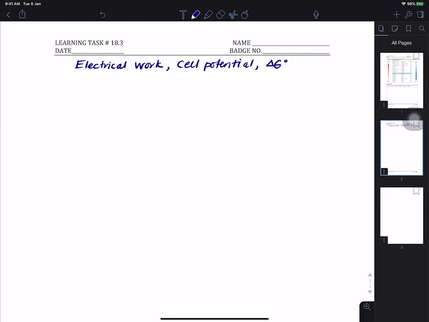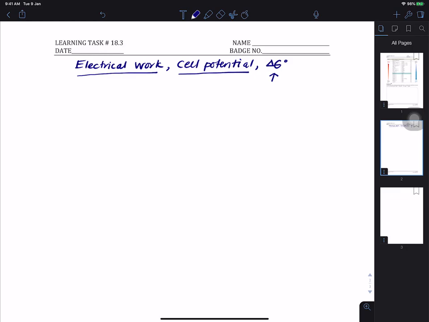Okay, our topic now is to relate the electrical work, cell potential, and delta G naught. In our previous discussions, we learned how to determine the cell potential of a galvanic cell. And we know that a galvanic cell can generate electricity because it makes use of a spontaneous redox reaction. So that electricity is actually your electrical work. And we know that work is related to the Gibbs energy from chapter 17.